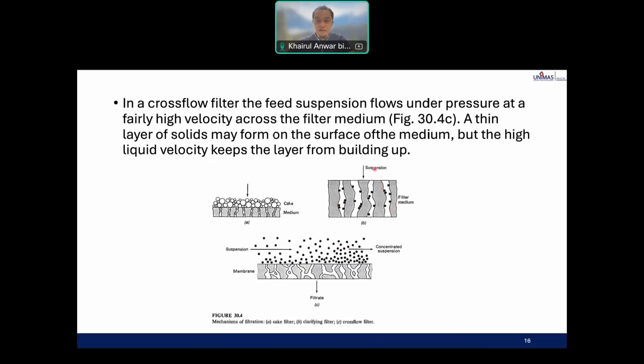So the clarifying filter is like a cake filter, but the difference is that in the cake filter, the cake is formed on the surface of the medium. Here, the pollutant is trapped inside the pores. So this is the pore.